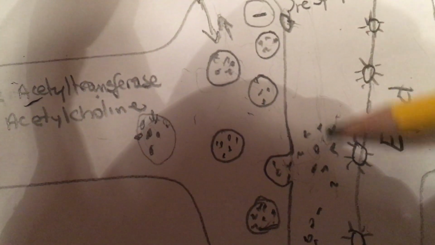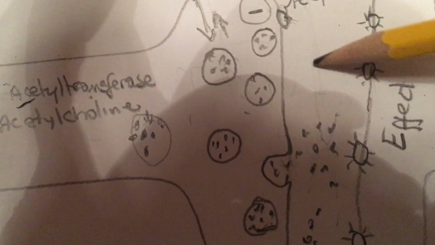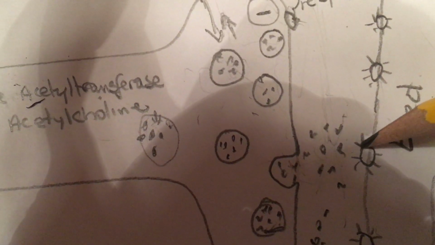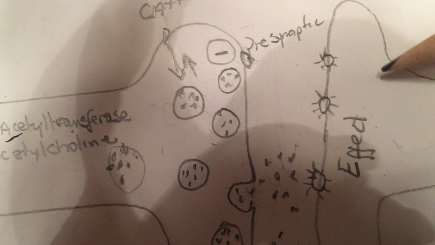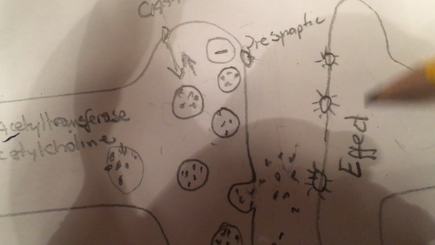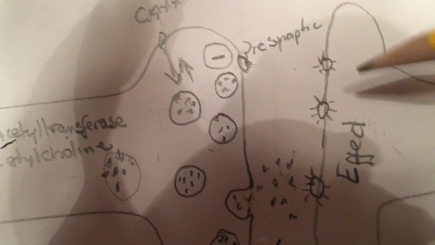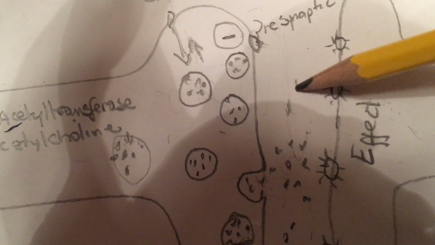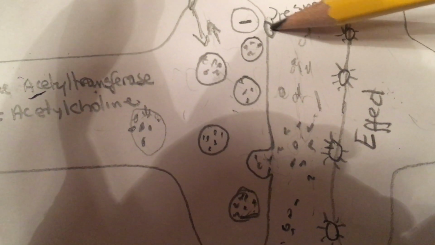the synaptic cleft. So now we get an elevation of acetylcholine in the synaptic cleft, which attaches to the receptors at the postsynaptic ending and causes an effect. So whether it's a muscle contraction or whatever it does, that's what it does at the postsynaptic neuron or cell.